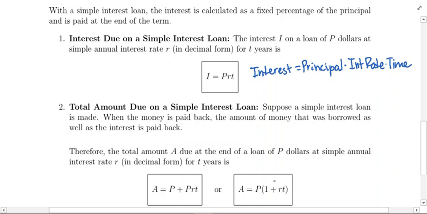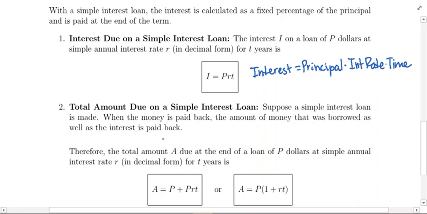Then in the second formula, like I said, these 2 boxes are equivalent, so you can think of this second formula as either version, whichever one you like better. This is going to tell you how to calculate the total amount due on a simple interest loan. Suppose a simple interest loan is made. When the money is paid back, the amount of money that was borrowed as well as the interest is paid back. That applies to a loan in general: anytime you borrow money, you have to pay back the amount you borrowed plus any interest that has accrued.